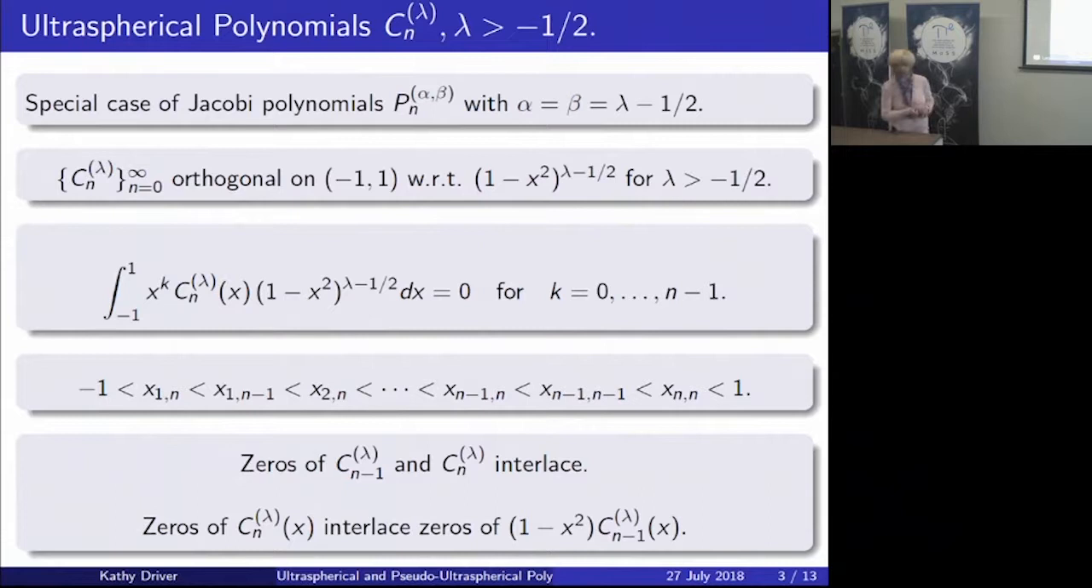Now, apart from being quite pretty, it's quite a nice little result that these zeros slot in a nice preordained way. Why is that useful? Well, it keeps control. You know what's happening with the zeros. They can't wander far out. So if you know where the zeros of C_n are, you know that all of the other polynomials have zeros lying inside that interval.